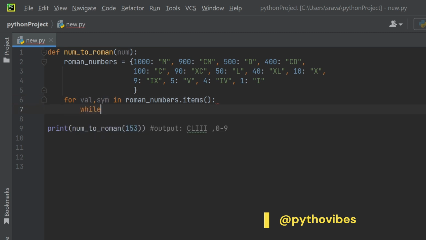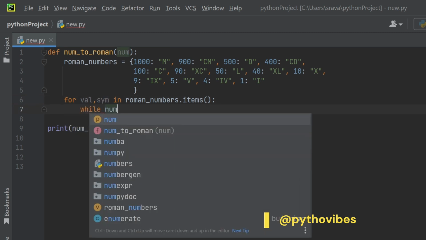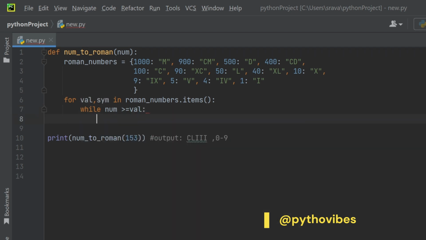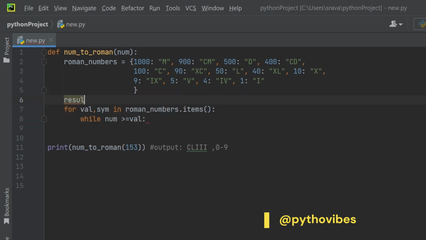And now what do I do here? While the input number is greater than this value, then we will just have to take one result as an output.